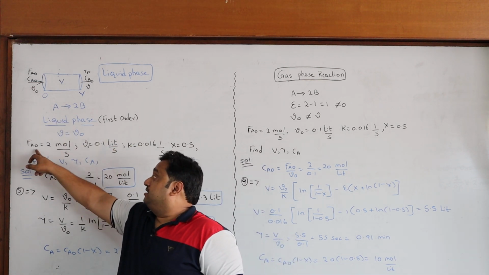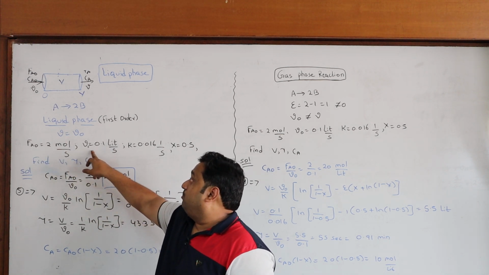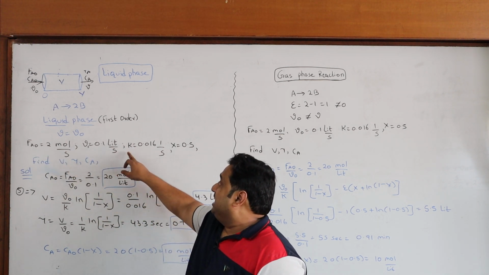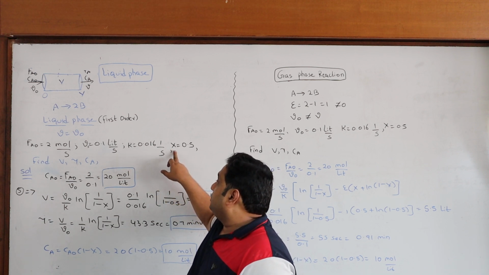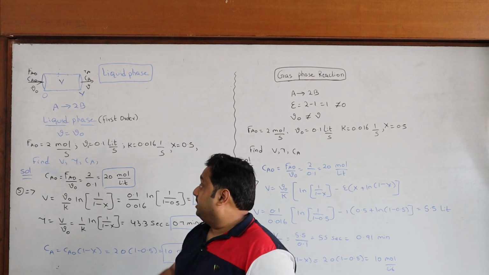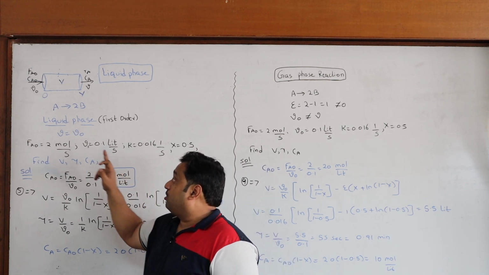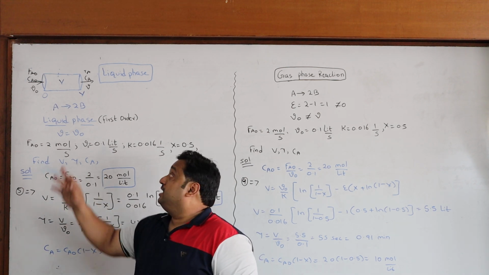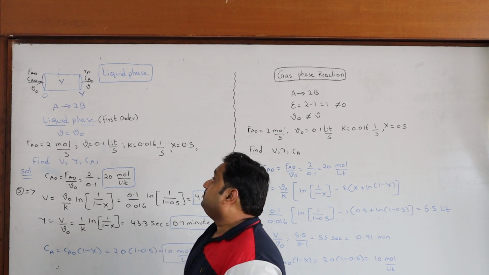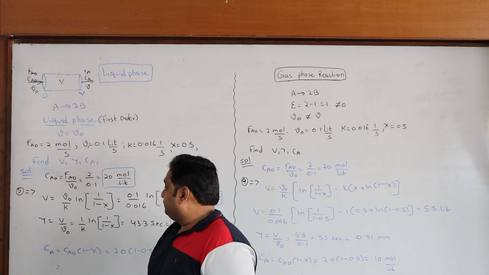Given inlet molar flow rate is 2 mole per second, volumetric flow rate is 0.1 liter per second, rate constant of the reaction is 0.016 per second, and conversion is 0.5. That means given the data, I have to find out for this 50% conversion what will be my volume, what is the space time, and what is my exit conversion. Okay, and let us do that.